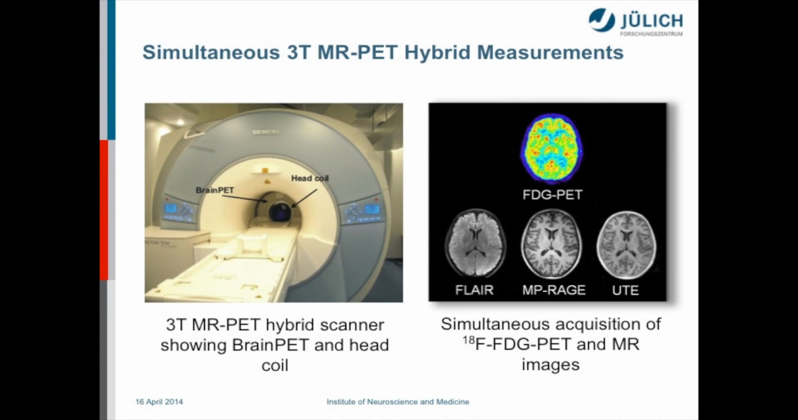So this is what our scanner looks like. Some of you might not have seen such images. It's a standard 3 Tesla Trio. Inside we have the brain PET, and then inside the brain PET is a transmitter coil, and inside the transmitter is an 8-channel receive coil. So very compact. If you are claustrophobic, you won't like this machine. But when you run it, you can get these sorts of images simultaneously. So you see FDG PET, any sequence of your choice you can run, FLAIR sequence, MPRAGE. UTE is something that you need. I'll come to that a little bit later.